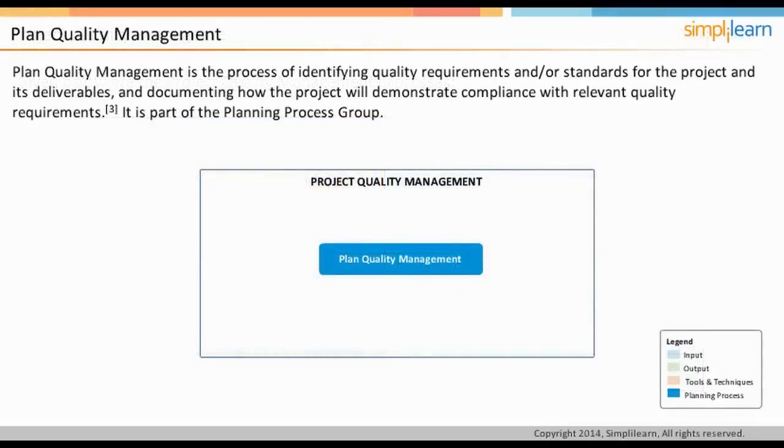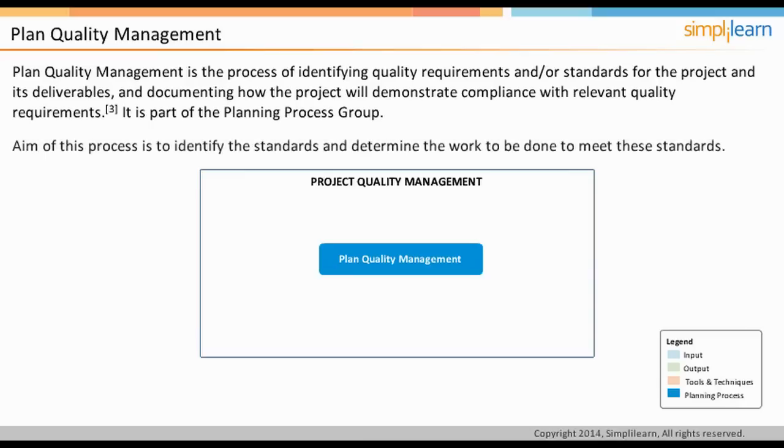The aim of the Plan Quality Management process is to identify the relevant requirements or standards to execute the project effectively to achieve the desired quality level. Quality planning results in the creation of the quality management plan. The aim of the plan quality process is to identify the standards. A standard is an agreed-upon process to work or achieve a result. A standard can be set from within the organization or government.